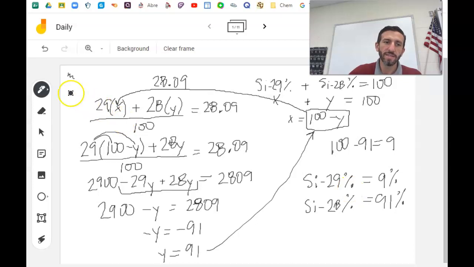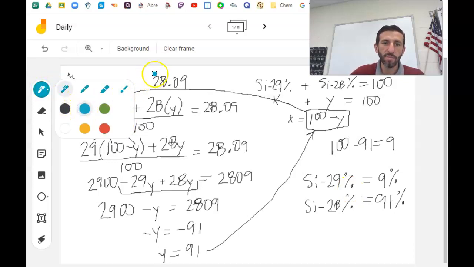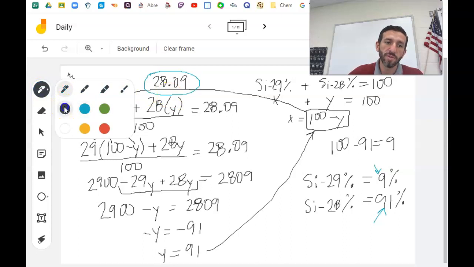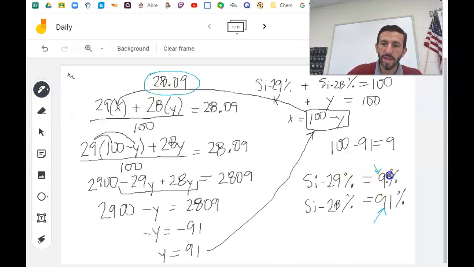Which makes perfect sense, because if I look at this number over here, it's telling me that the average is really close to 28, which means I have a lot of silicon 28 and a little of silicon 29. And that's what we've got here. We have a lot of silicon 28, 91%, and a little of silicon 29. Okay? Now, typically for these, we're rounding everything to the hundredth place, so you would just go in here and add a couple of zeros. Now, the actual percentage values are not exactly that, but they're very close. All right, that's it.